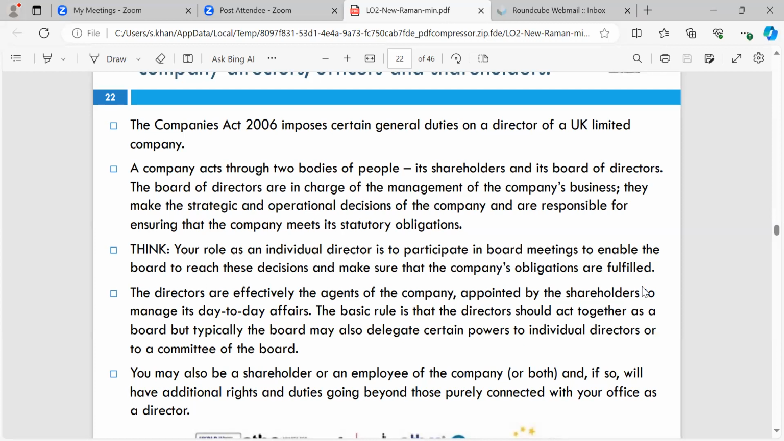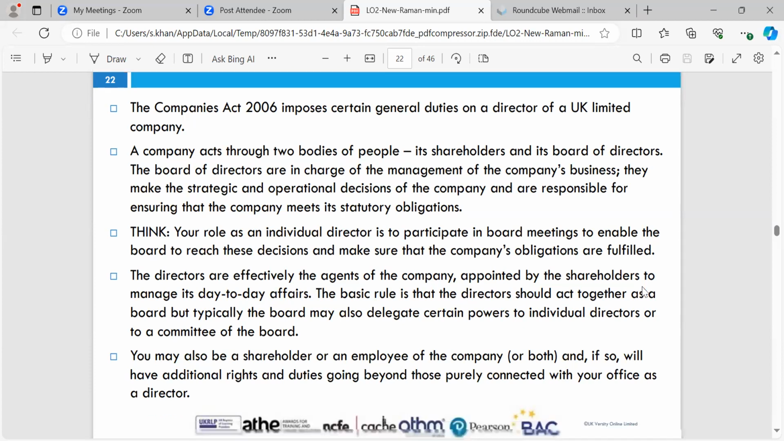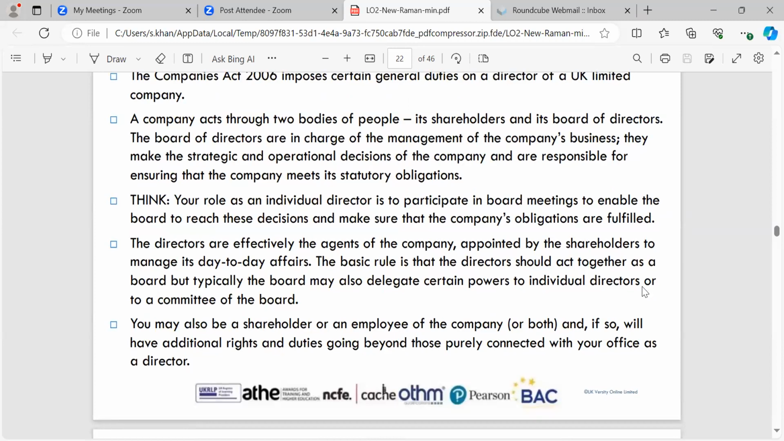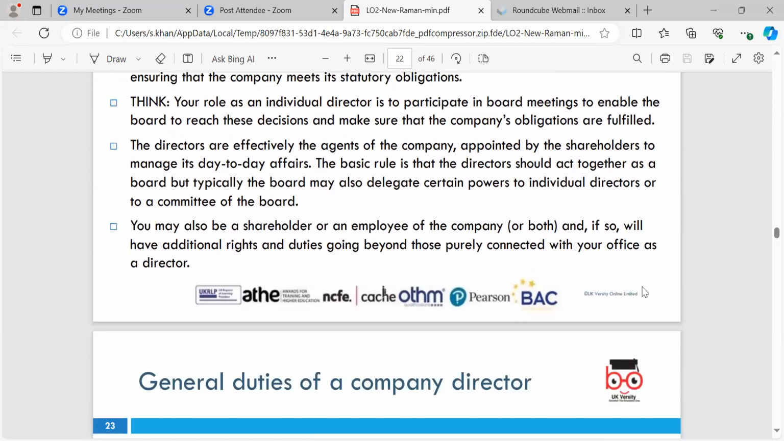The directors are effectively the agents of the company appointed by the shareholders to manage its day-to-day affairs. The basic rule is that the directors should act together as a board, but typically the board may also delegate certain powers to individual directors or to a committee of the board. You may also be a shareholder or an employee of the company, and if so, will have additional rights and duties going beyond those purely connected with your office as a director.